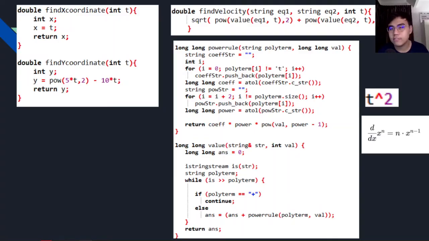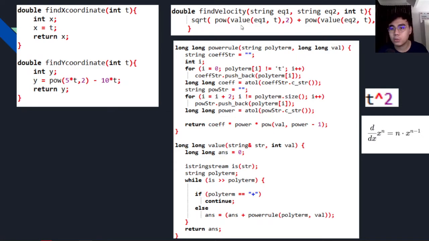So how do we find velocity in code? We have the function here, find velocity, and we have equation 1, equation 2, and time t as parameters that we take in. Equation 1 is the x function and equation 2 is the y function. We use the velocity formula that we've seen before, and as you can see, we use the function value here.